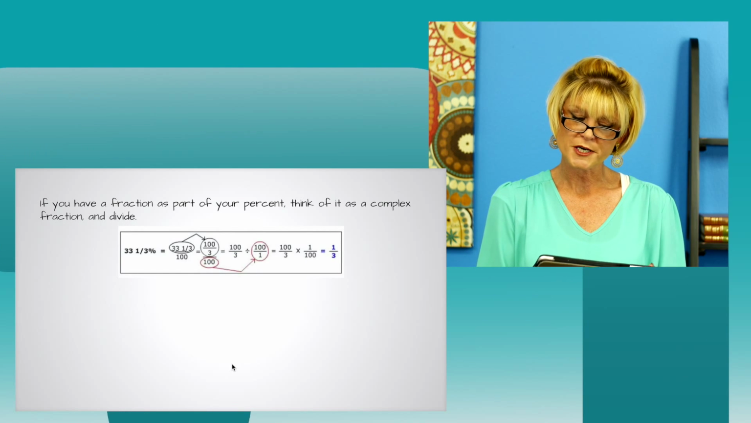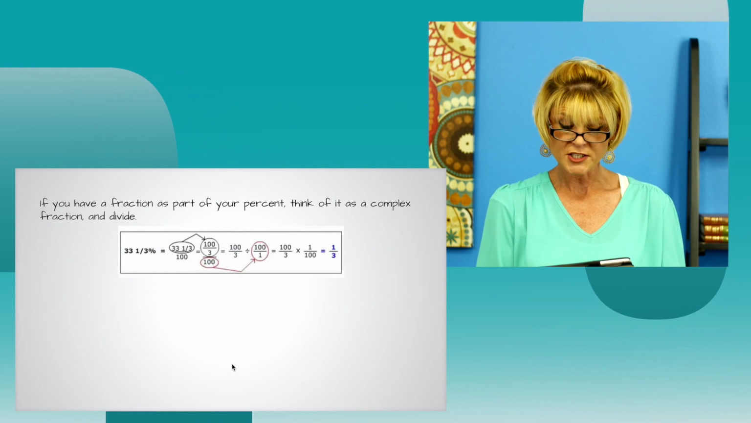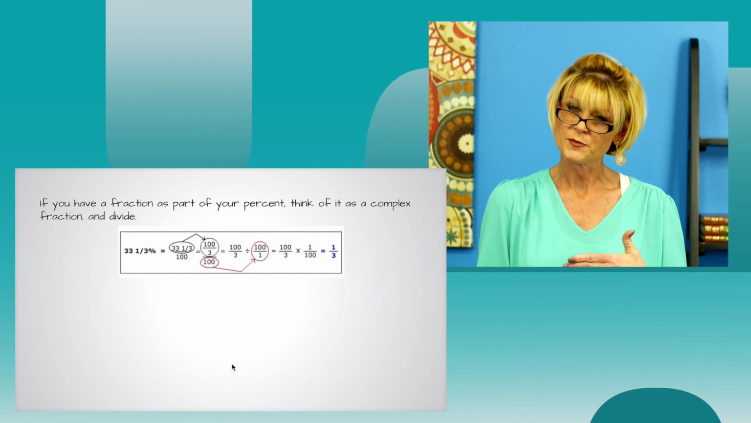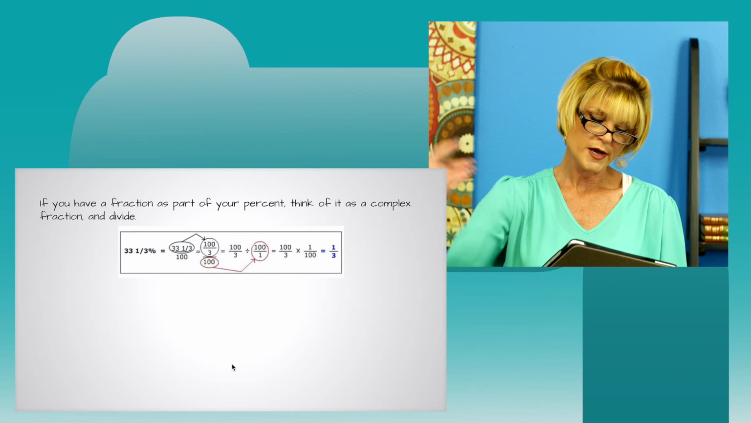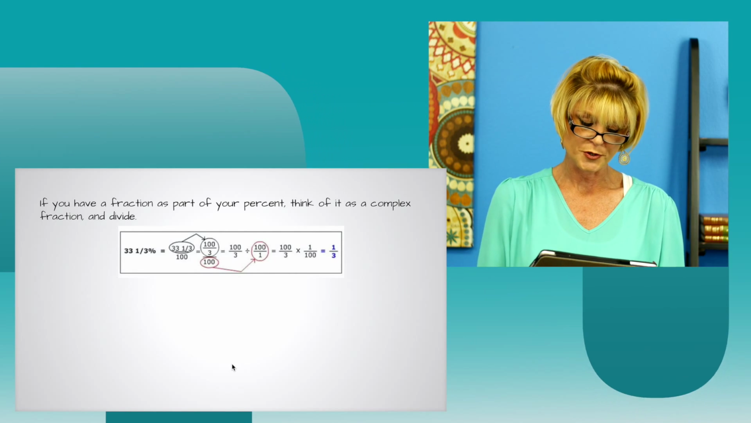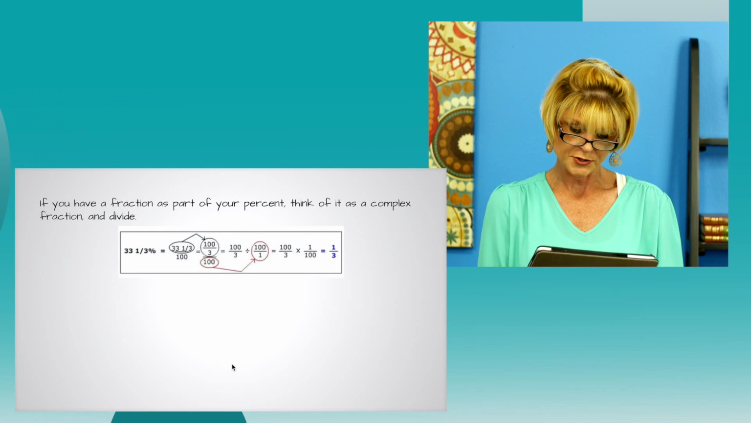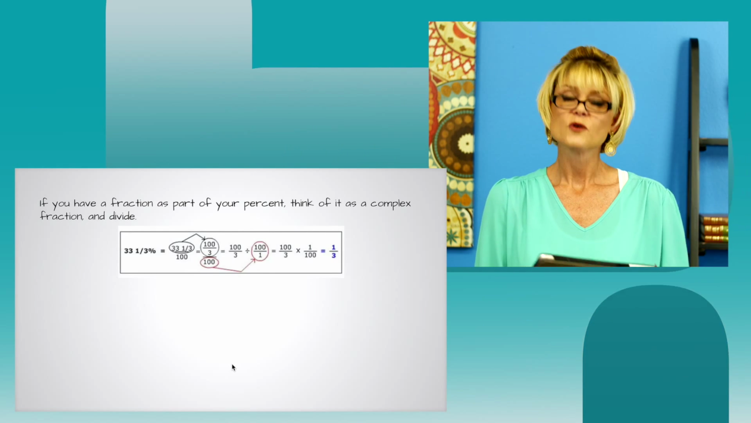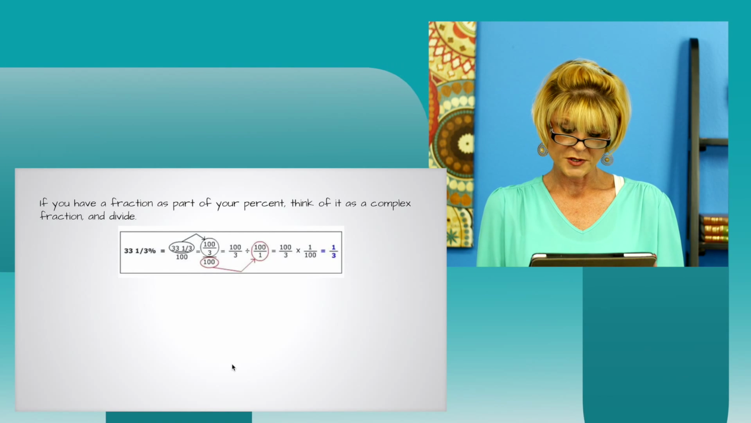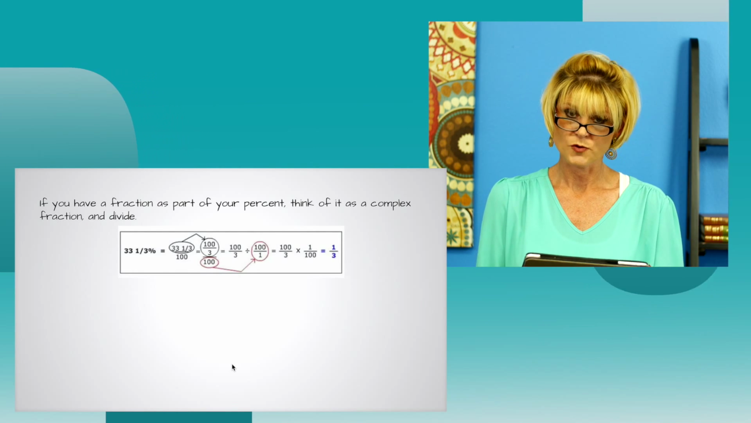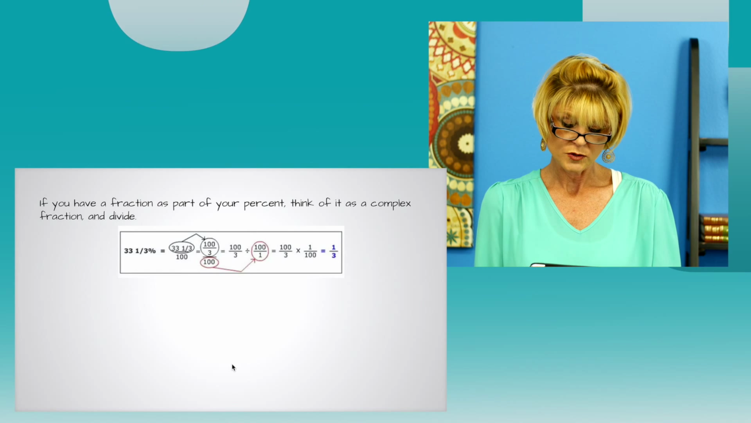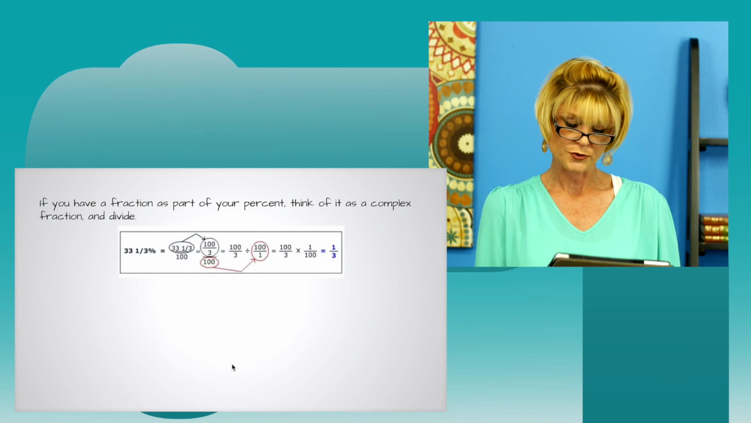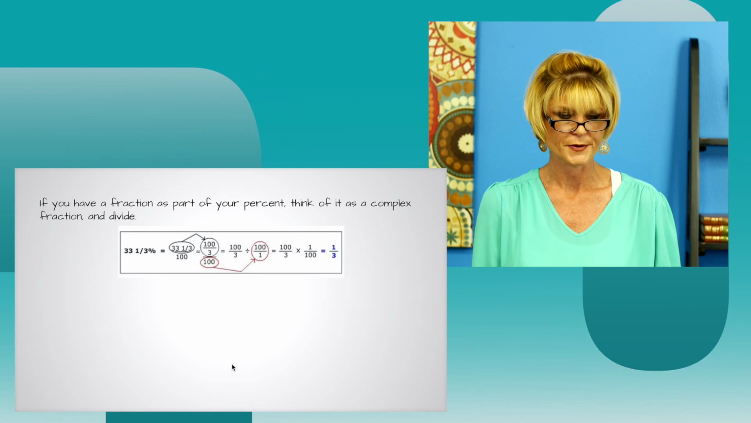If you have a fraction as part of your percent, think of it as a complex fraction and divide. Again, if you want to pause your video and write this example down, it might be helpful. So if you have 33 1/3%, you would put 33 1/3 over 100, which would then be the same as 100 over 3 over 100, which would then be 100 over 3 divided by 100 over 1. And then we would multiply by the reciprocal, so we have 100 over 3 times 1 over 100 equals 1/3.